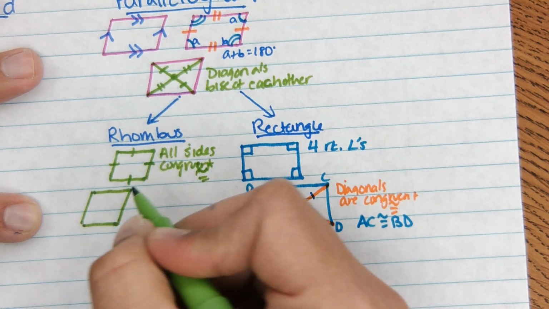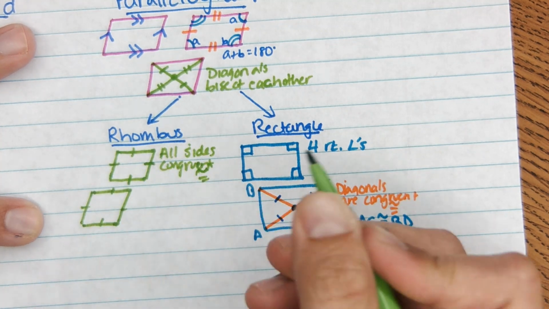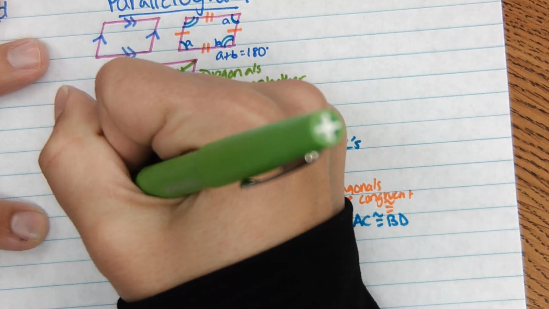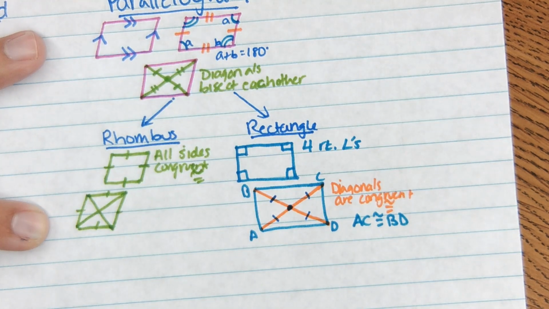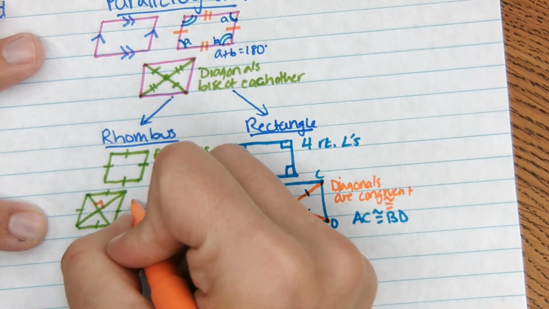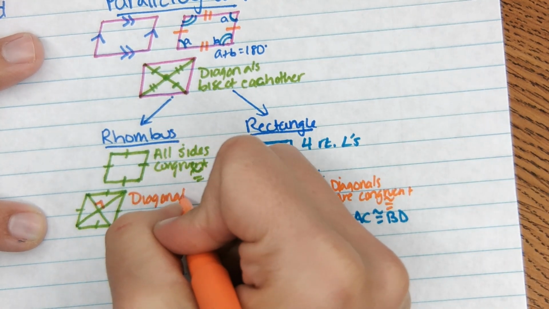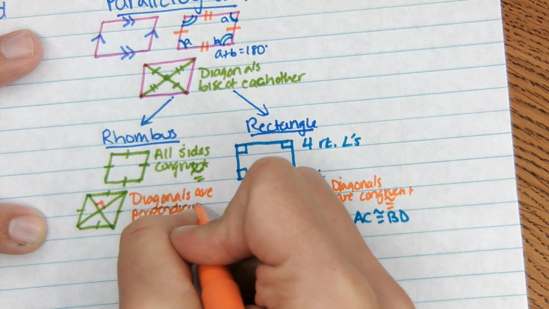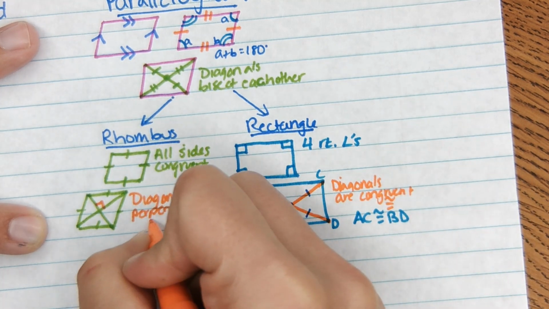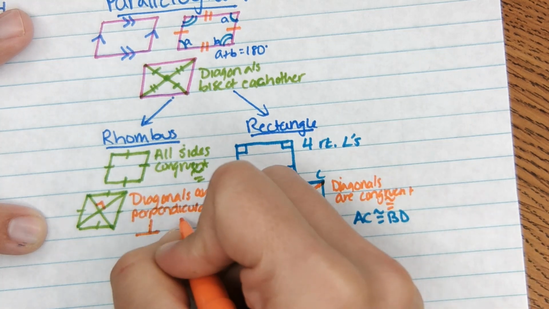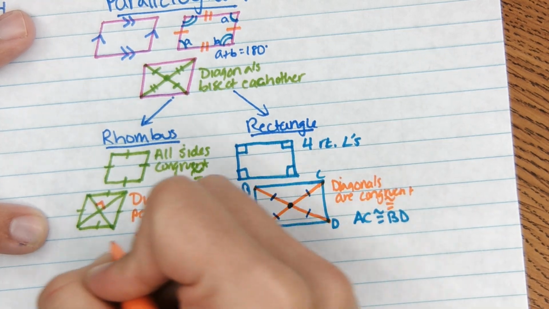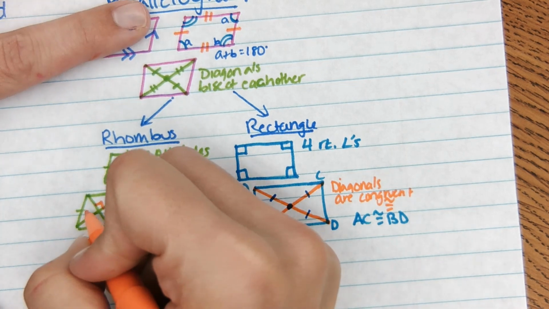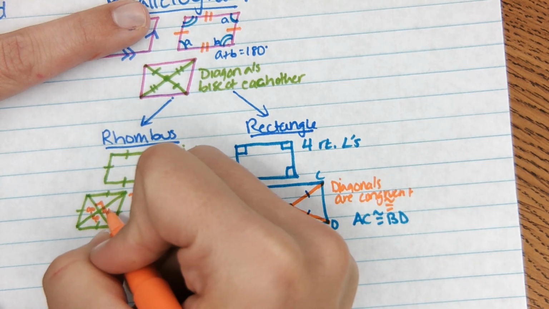Also, again, all sides are congruent, and then the diagonals are actually perpendicular, so they make a 90-degree angle. So diagonals are perpendicular. The symbol for perpendicular looks like this, and it means that the diagonals make a 90-degree angle there. So all four of these angles are actually 90 degrees. So like 90, 90, 90, etc.